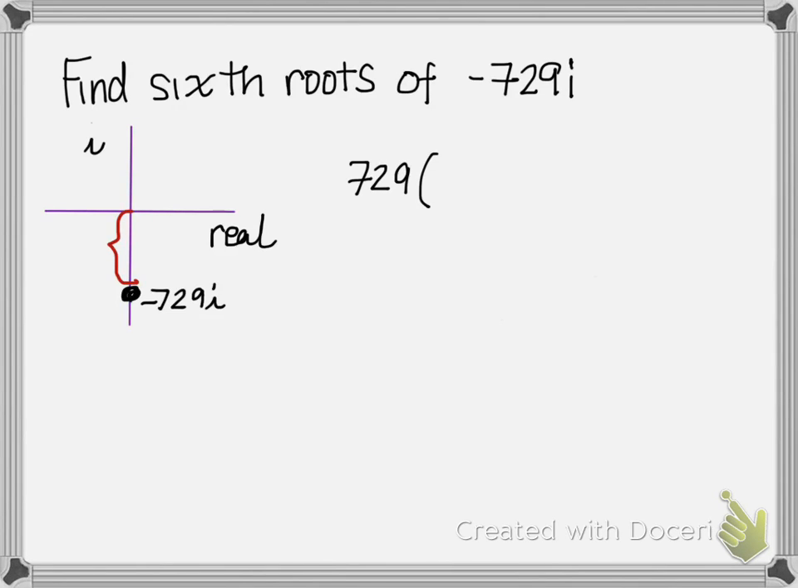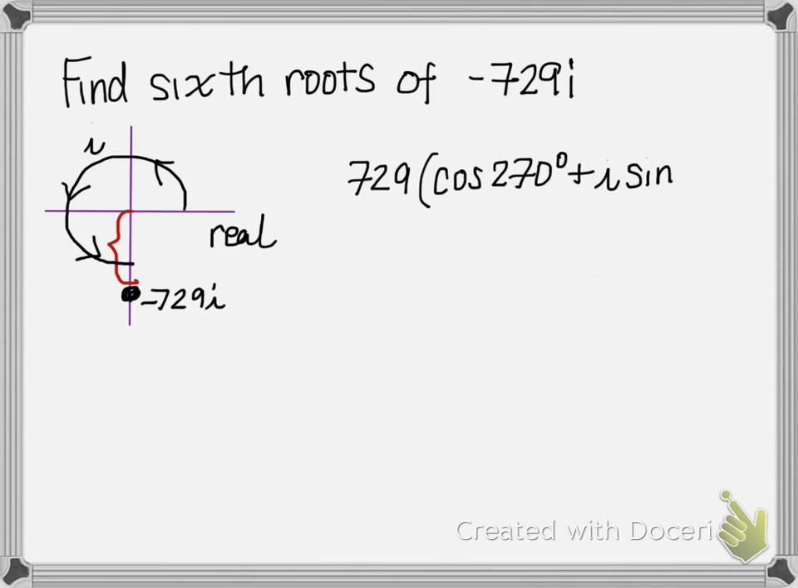And then I want the angle, which I measure from standard position as if it were a unit circle, this way, and that's 270 degrees. This is the trigonometric form of negative 729i, and I'm warning you that the error that students make is they somehow want to work the negative in here, but there is no negative here. This is an absolute value. It is just the 729.